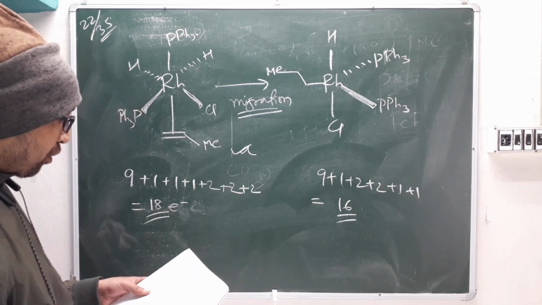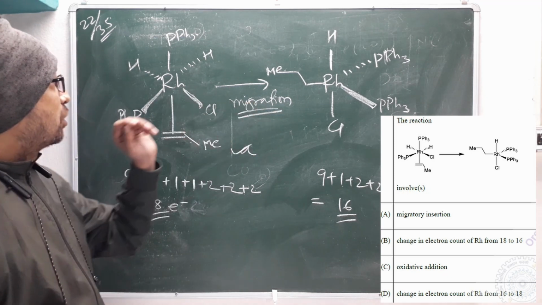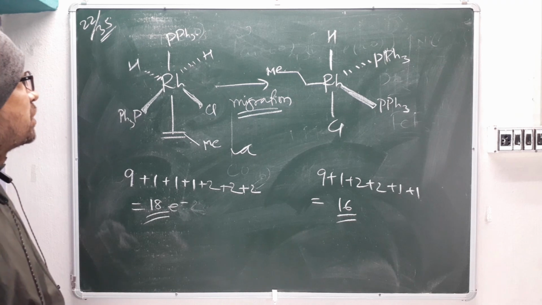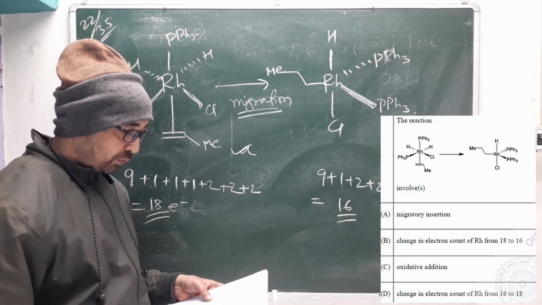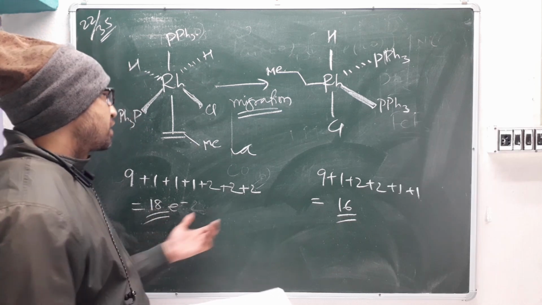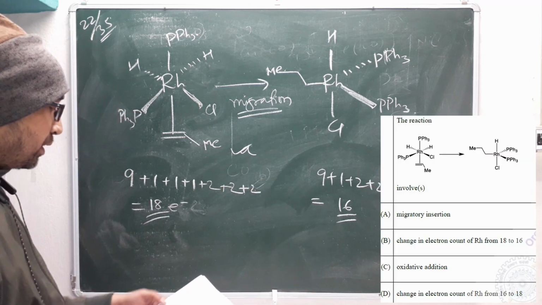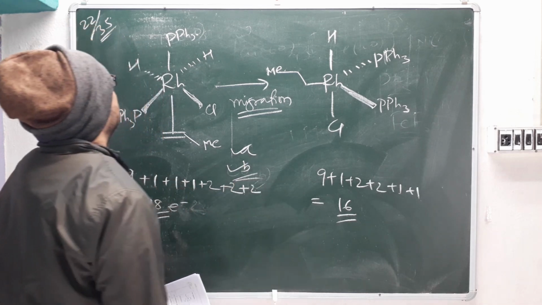Then option C, oxidative addition. No, it is not oxidative addition, because no oxidation number is changing. Okay, oxidation number is not getting changed. Then change in electron count of rhodium from 16 to 18. No, it is not from 16 to 18. It is from 18 to 16, right? So option D is also not correct. So only option A and option B, these two are correct for this MSQ.